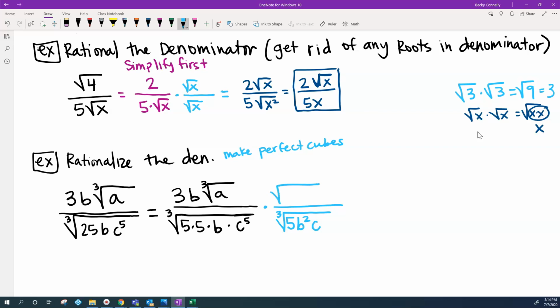And whatever I do to the bottom, I've got to do to the top also. All right, so let's go ahead and see what we get here. If I multiply these together, on the top I'm going to have 3b, and then this cubed root of a is going to be multiplied by this cubed root.